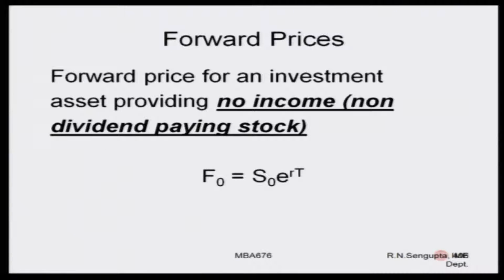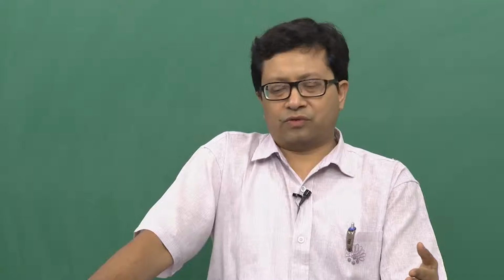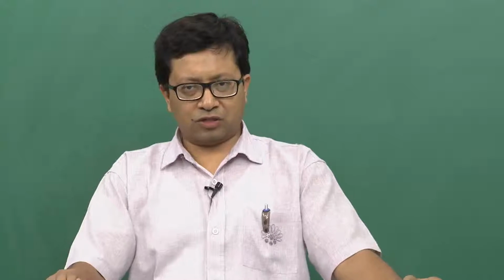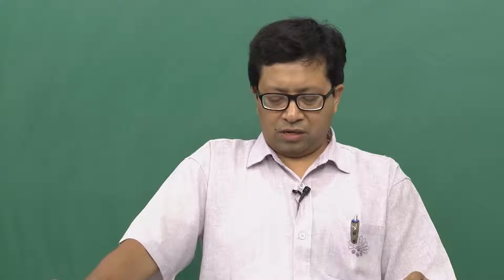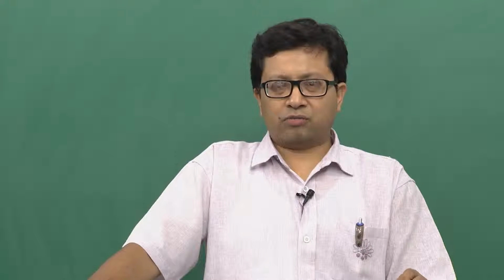Now, the forward price for an investment asset providing no income, that means there is no intermittent payment, is given by the fact that F will increase at the same continuous compounding rate as R. So, it will be given by F0, which is the price of the forward, equal to S0 into e to the power RT.